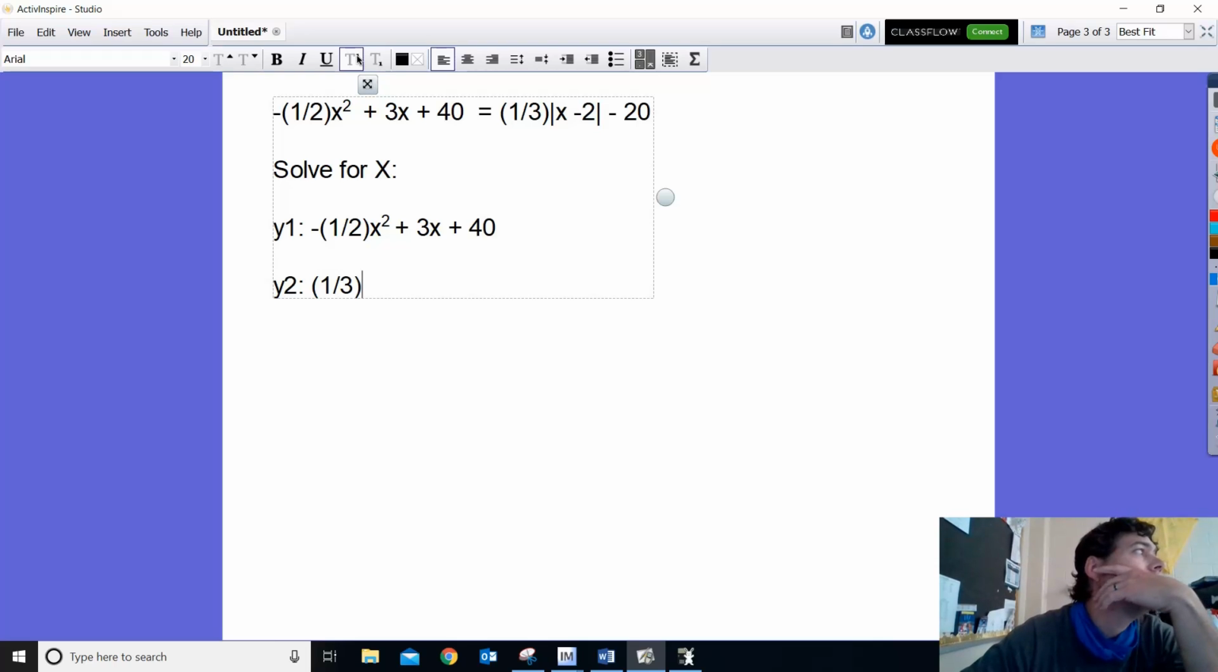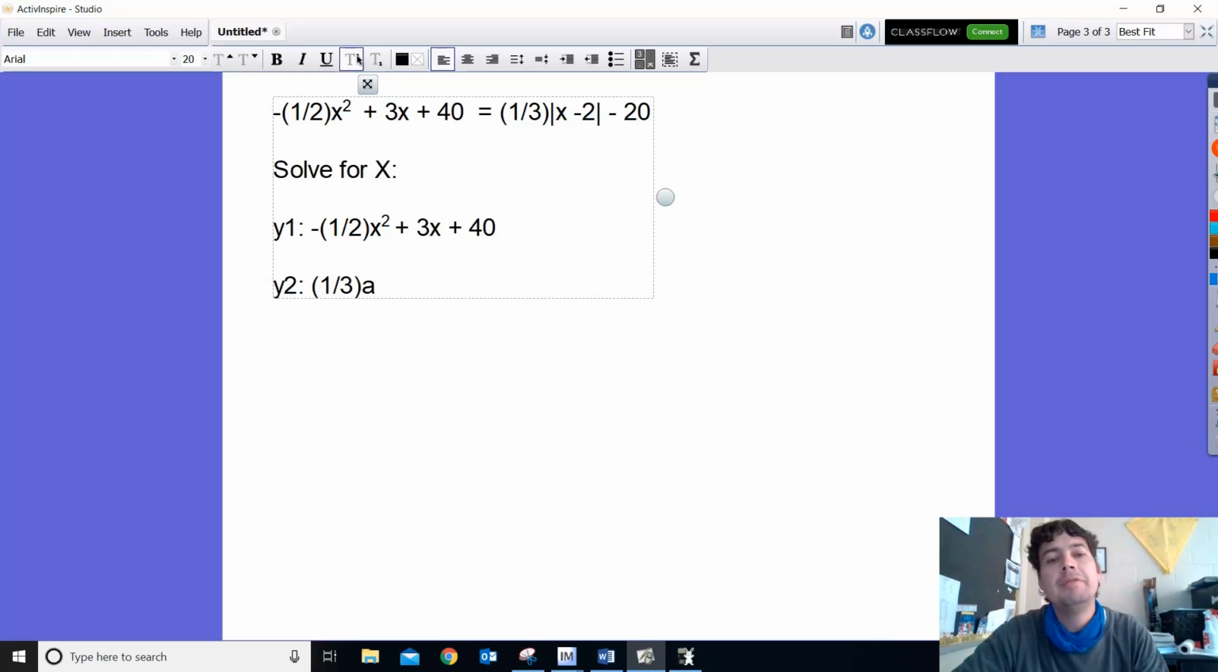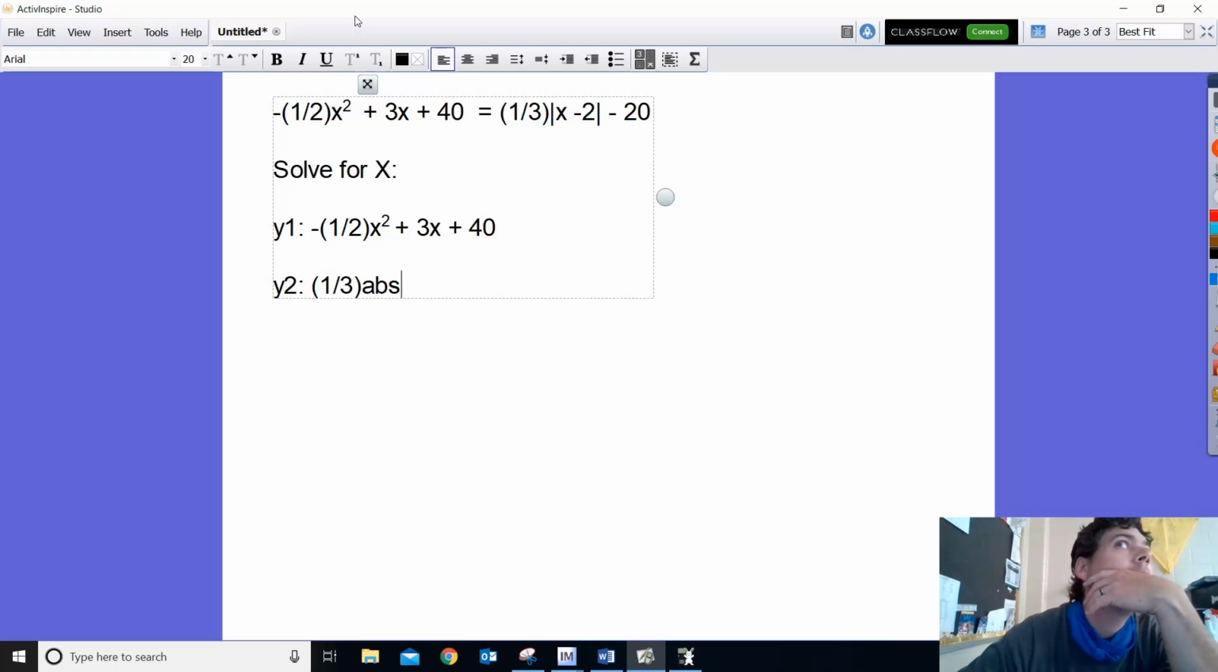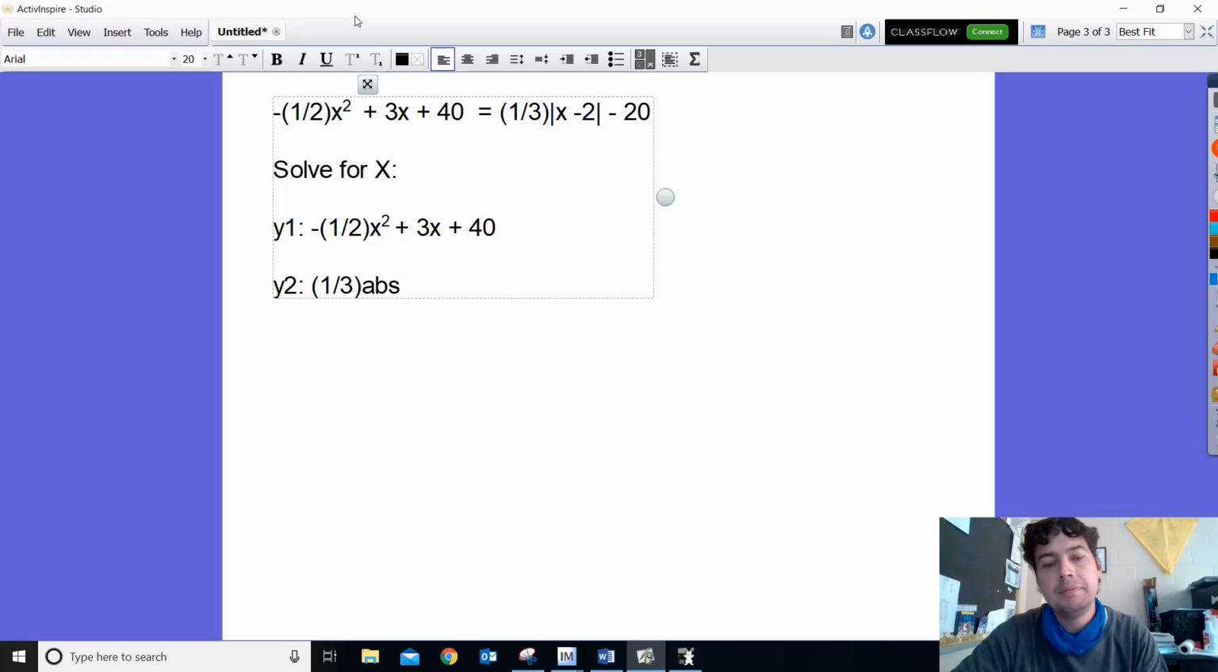Here's the thing, your calculator doesn't have absolute value bars. You're going to find a function called ABS. I know, but literally I want you to write down ABS. Write this down: 1/3 ABS. What goes in those absolute value bars? X minus 2.